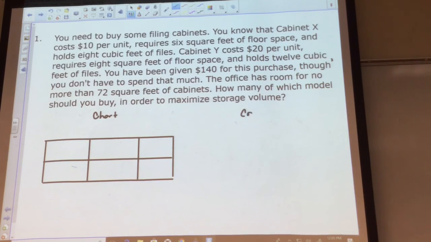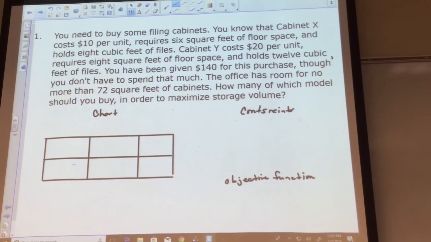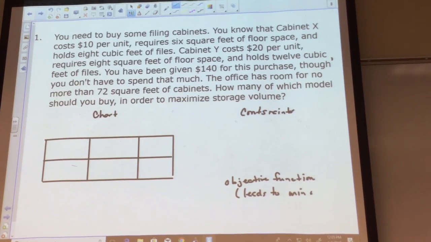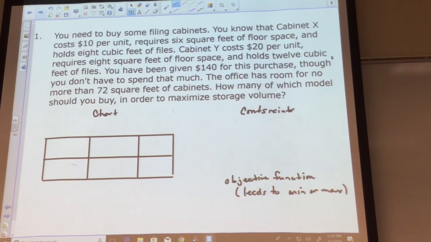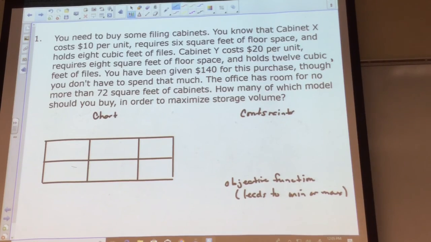You're going to get points for being able to identify what the constraints are, the physical inequalities. You're going to get points for being able to come up with the objective function, which is going to be needed later on to be able to find out either the minimum or the maximum that they're looking for. So this becomes a multiple step problem that we want to see certain things all the way along the line.